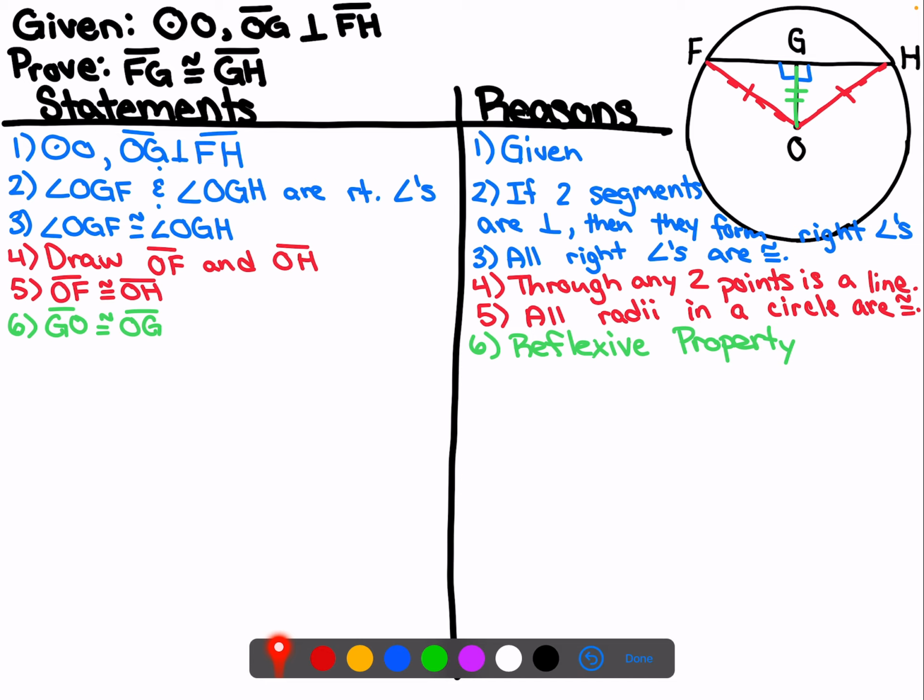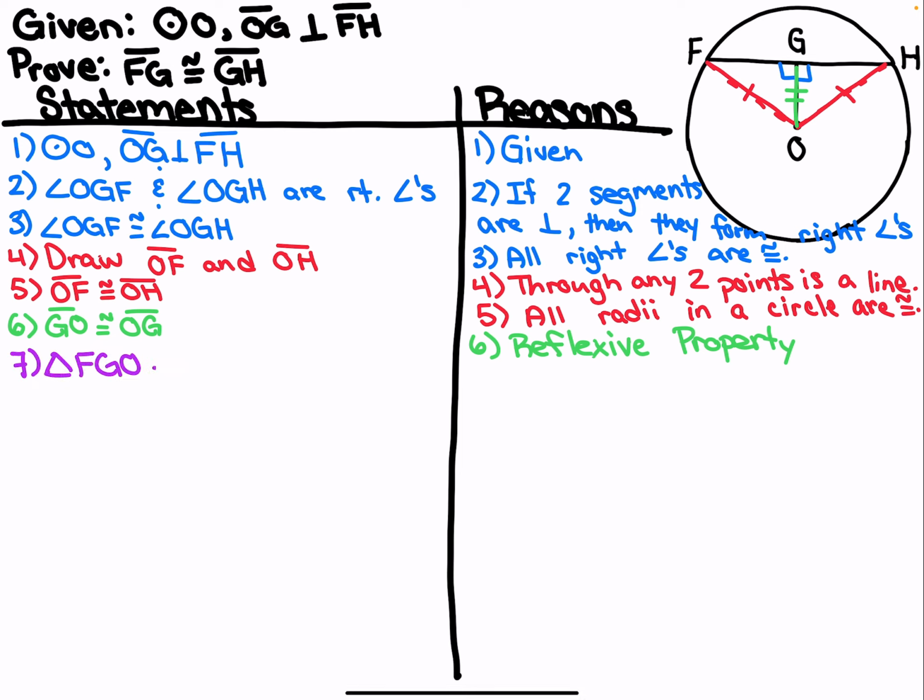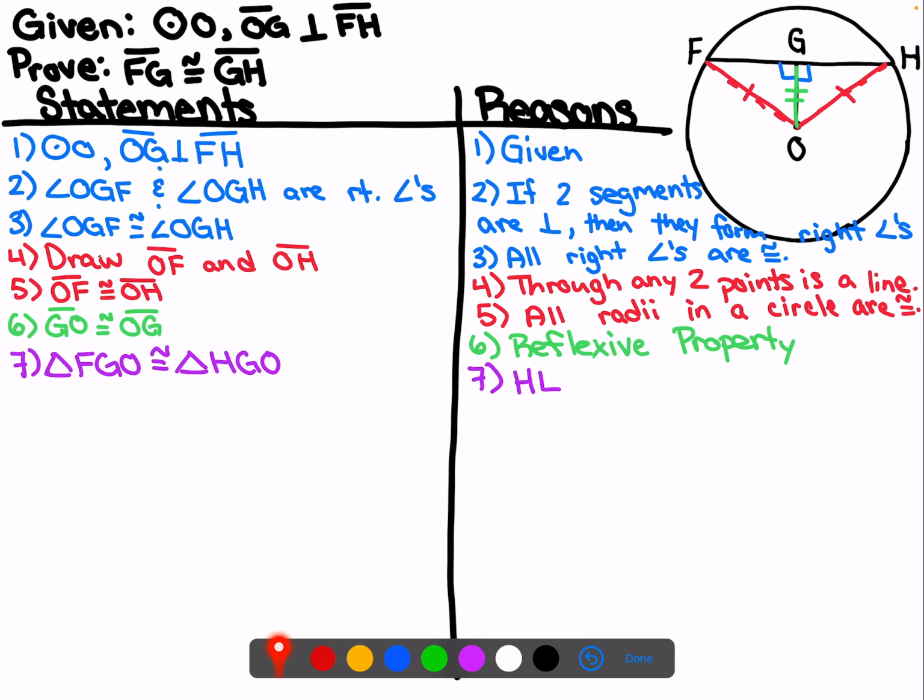Now, looking at this, we should have enough information to prove that these two triangles are congruent to each other. We have a right angle, so that should automatically be telling us HL is on the table. So if I look at this, we have a right angle, we have the hypotenuse, and we have a leg. So that is enough information to say that triangle FOG is congruent to triangle HOG by HL. Now, of course, this would not be angle side side. That's not a postulate for us. It needs to be HL.